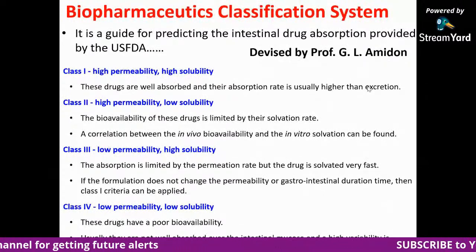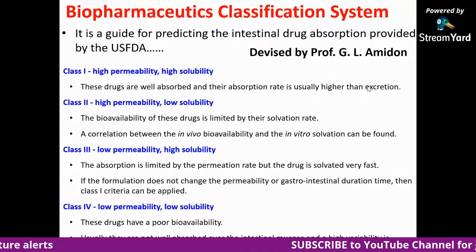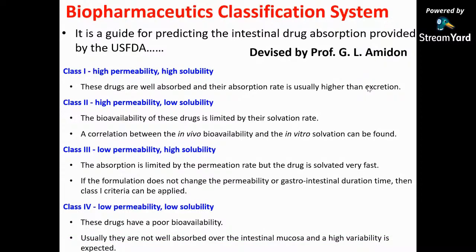And I think if I have shown the image of the permeability, the drug needs to be permeable through the intestinal mucosa, but these drugs are not well absorbed over the intestinal mucosa, and a high variability is expected. So these are the four classes. Class one is of high permeability and high solubility. Class two, high permeability and low solubility. Class three, low permeability and high solubility. And the final one, class four, low permeability and low solubility.